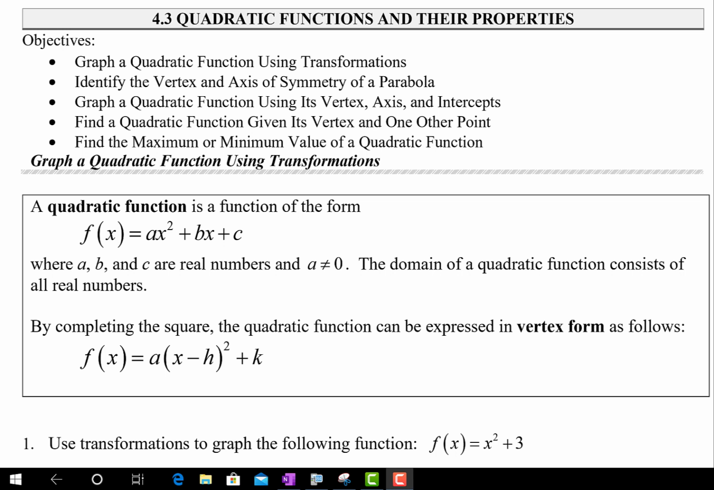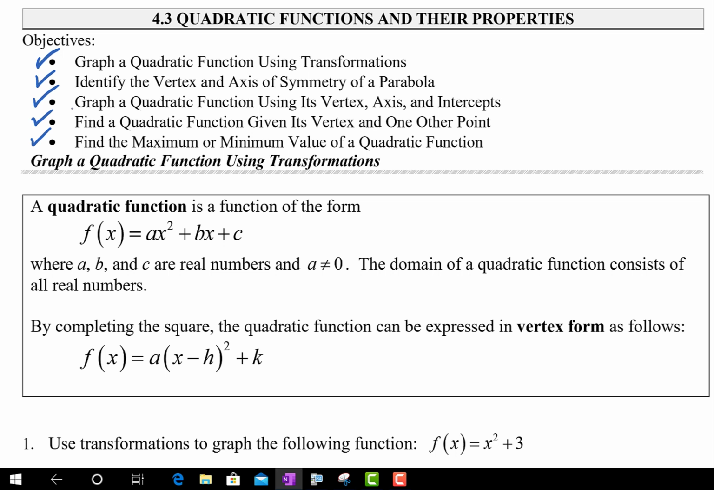This section is 4.3, quadratic functions and their properties. The objectives are: graph a quadratic function using transformation, identify the vertex and axis of symmetry of a parabola, graph a quadratic function using its vertex, axis, and intercepts, find a quadratic function given its vertex and one other point, and find the maximum or minimum value of a quadratic function.